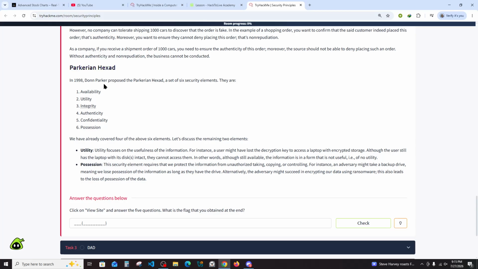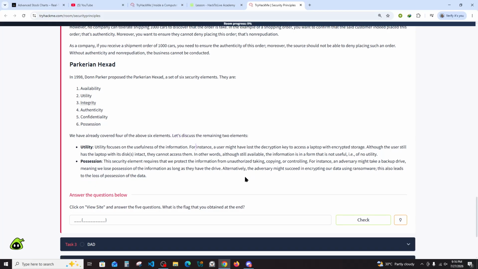Parkerian Hexad. In 1998, Donn Parker proposed the Parkerian Hexad as a set of 6 security elements. They are availability, utility, integrity, authenticity, confidentiality, and possession. We have already covered 4 of the above 6 elements. Let's discuss the remaining 2 elements.